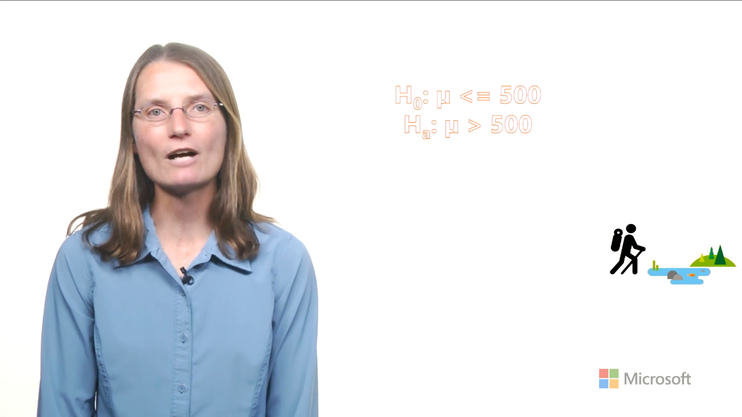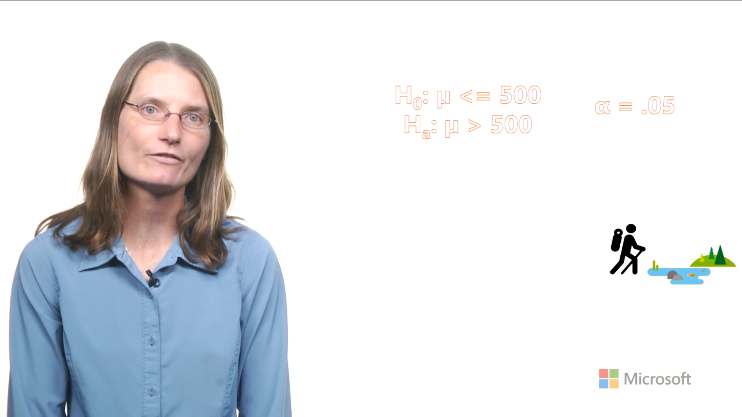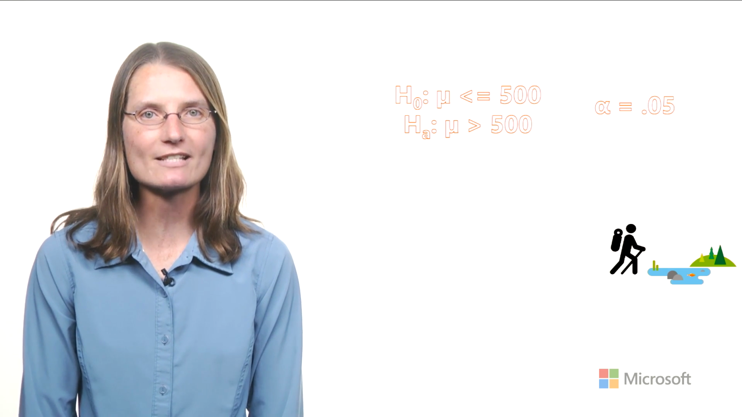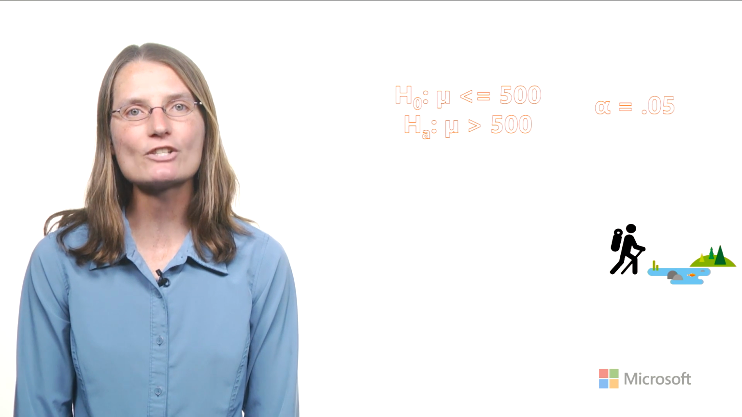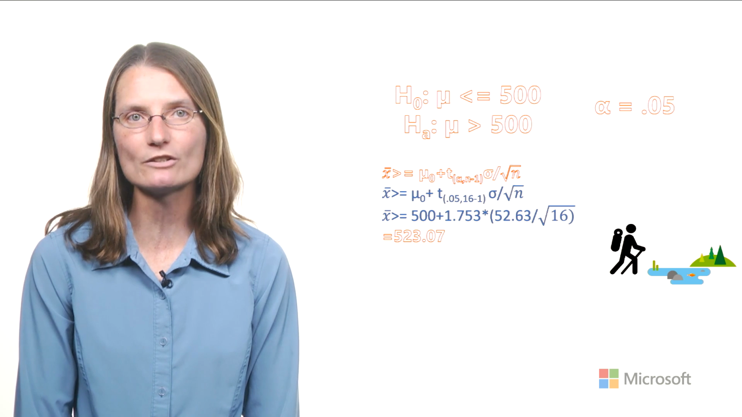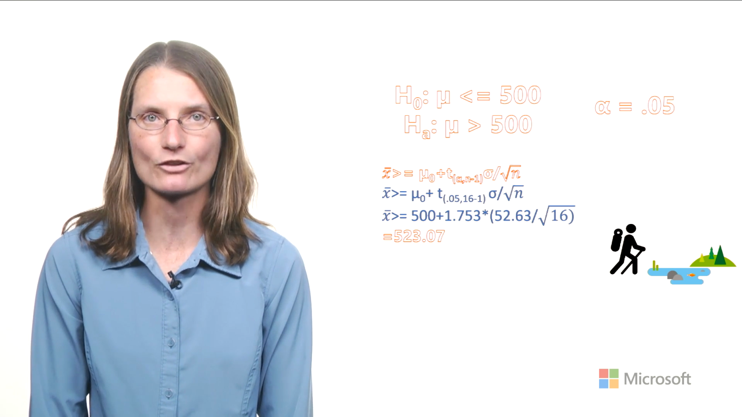Next, you select your alpha or level of significance. In this case, you select 0.05. What is the critical value that you'll need to reject the null hypothesis? To do this, the population mean proposed in the null hypothesis is added to the product of the critical t-score at the alpha level given the degrees of freedom and the standard error.